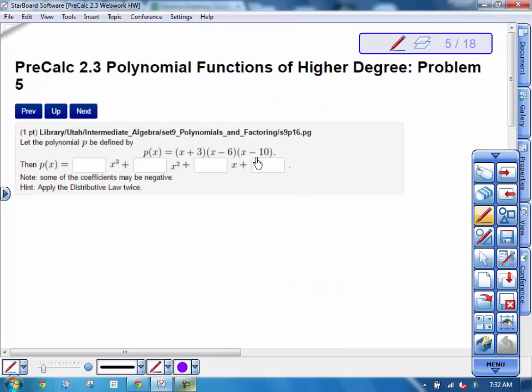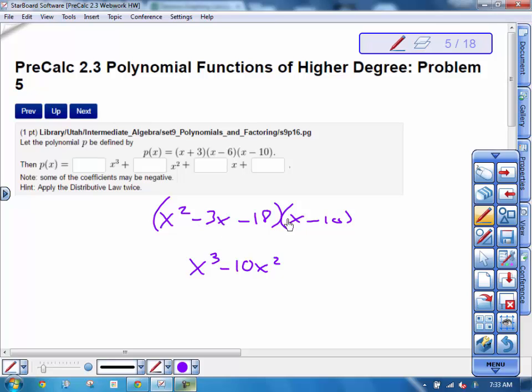All right, this one just wants us to multiply this out. So start with the first two. You get x squared minus 6x, but plus 3 is going to give you minus 3x, and then minus 18. And I still have to do that again with this one. So it's x squared times x, which is x cubed. X squared times negative 10 is a negative 10x squared.